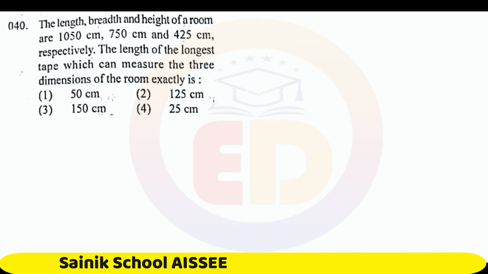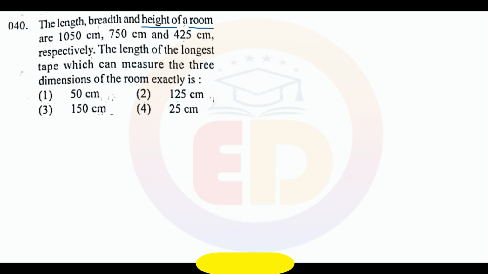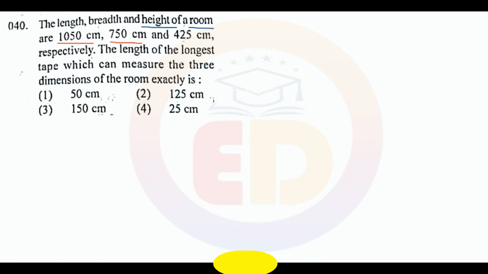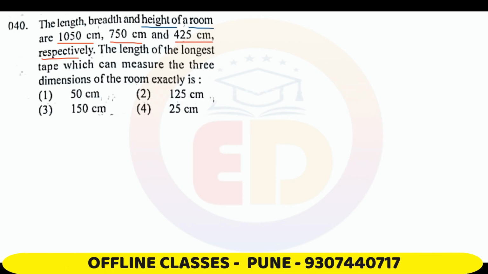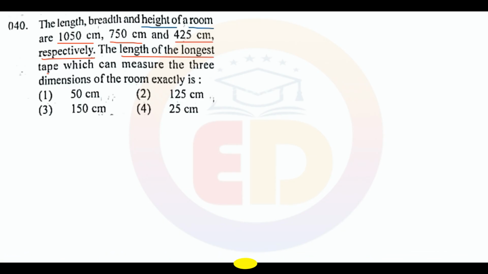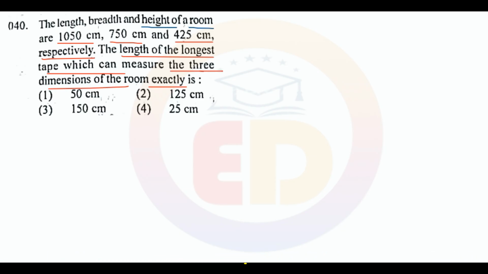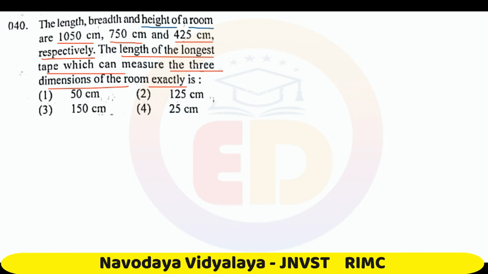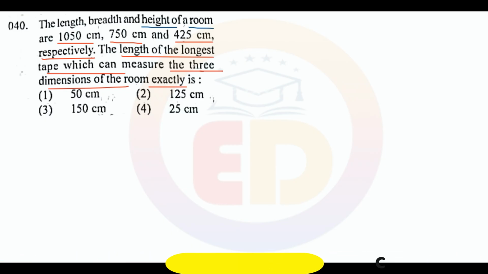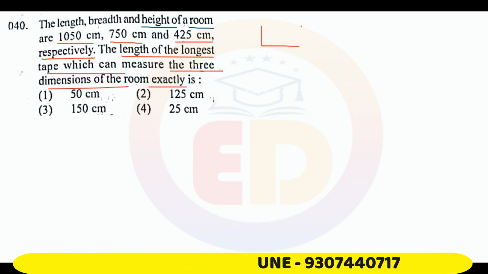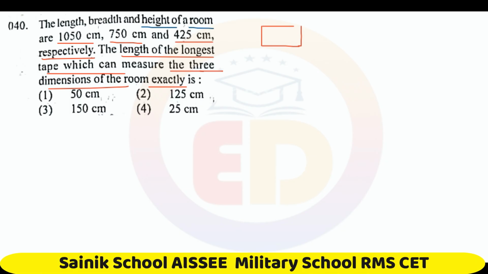Question number 40. The length, breadth and height of a room are 1050 centimeter, 750 centimeter, 425 centimeter respectively. The length of the longest tape which can measure the 3 dimensions of the room exactly. Now in the first look, this question actually looks that it is from a topic called cuboid, the volume and surface area of cuboid, but actually the question turns out to be a question from finding the HCF.